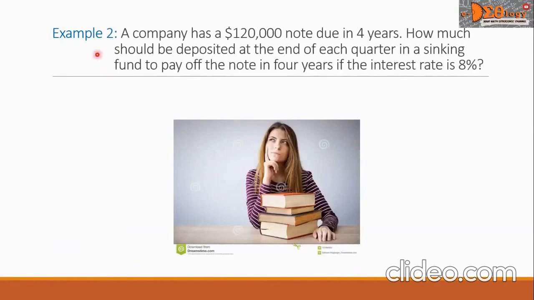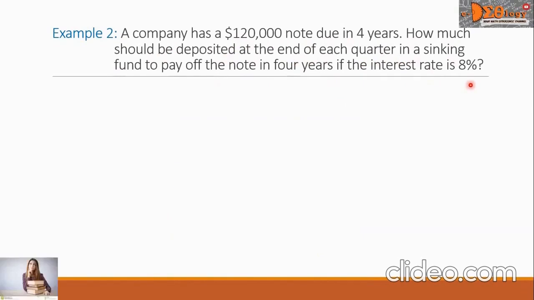Let us see example 2. A company has a $120,000 note due in 4 years. How much should be deposited at the end of each quarter in a sinking fund to pay off the note in 4 years if the interest rate is 8%? Let us now write the given of the problem, starting with our future value. That is the $120,000.